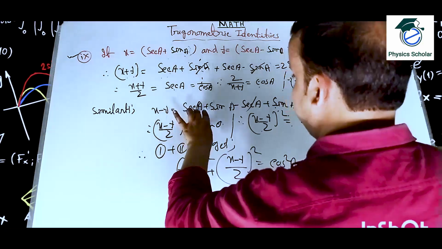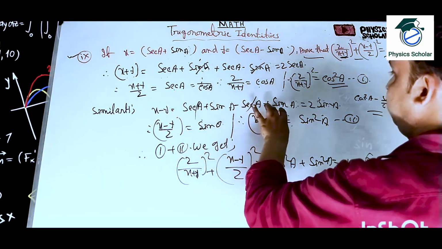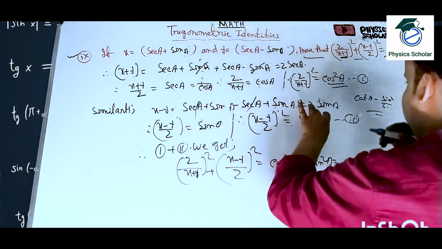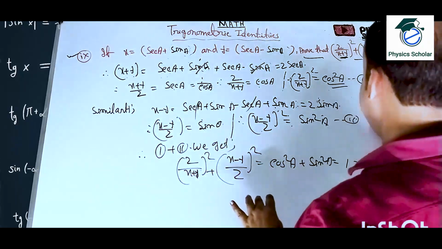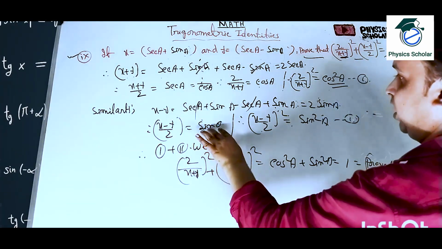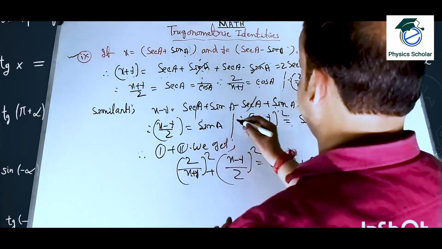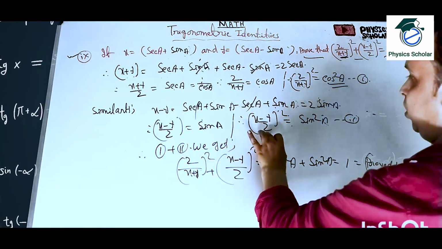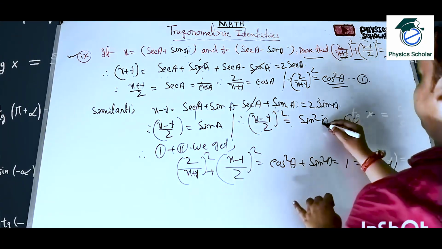Similarly, x minus y is equal to sec A plus sin A minus sec A plus sin A. Sec A will be cancelled. So 2 sin A. Okay. Now x minus y by 2 is equal to sin A. Clear? Now this square. So x minus y by 2 whole square is equal to sin square A. Okay, that is the question number 2.